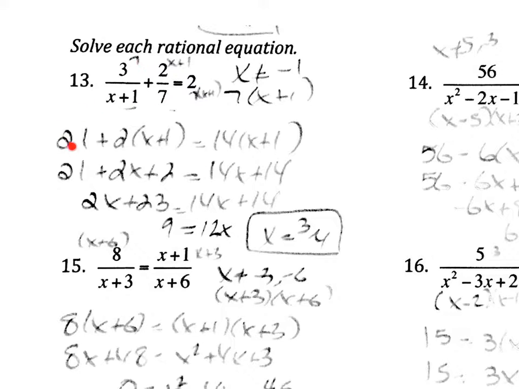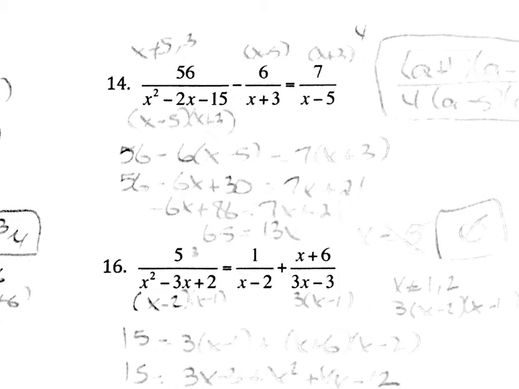This one needs a 7, so I did 3 times 7. This one needs the x plus 1, so I did 2 times x plus 1. The 2 needs everything. There's nothing on the bottom, so I'll multiply 2 times 7 and x plus 1. 2 times 7 is 14. That's where the 14 came from. Then I just combine stuff, move stuff, and so on. Got 3/4.